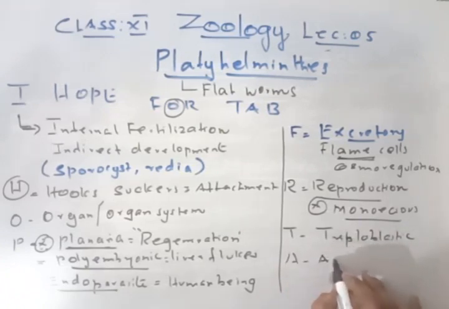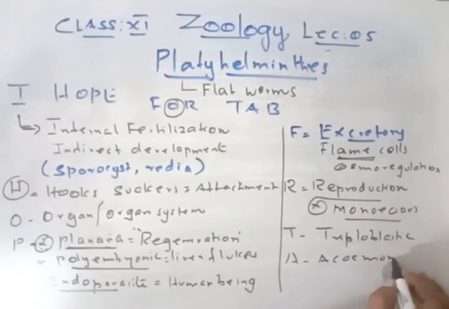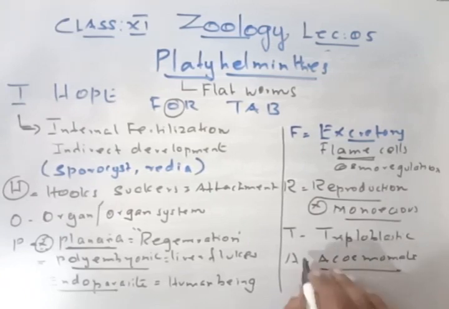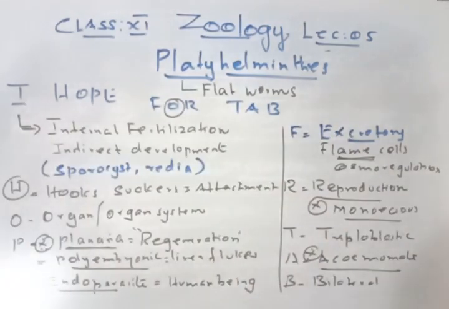And another, A. A is for acoelomate animal. There is no cavity. Till now we have not started studying coelomates. So only this acoelomate we have started to study here. So the platyhelminthes is flat, so it is acoelomate. And B is for bilateral symmetry. So everything that we have covered is in one statement.